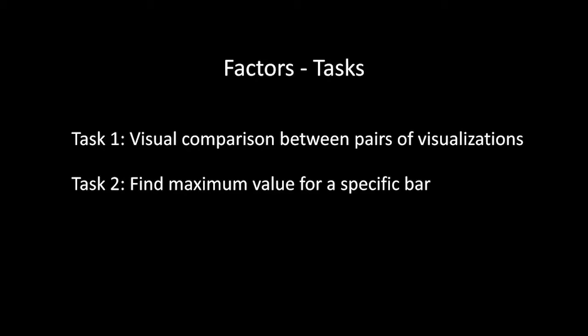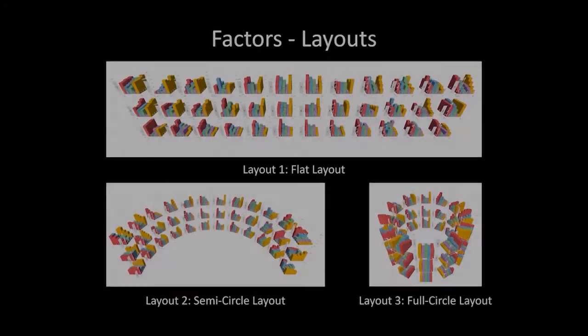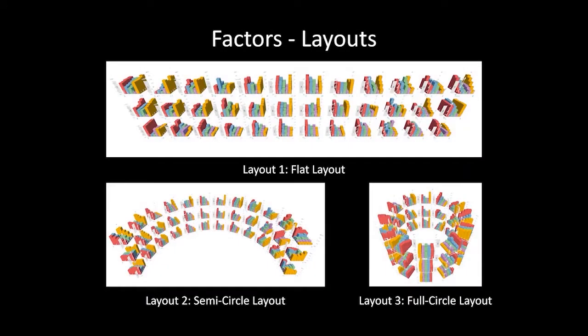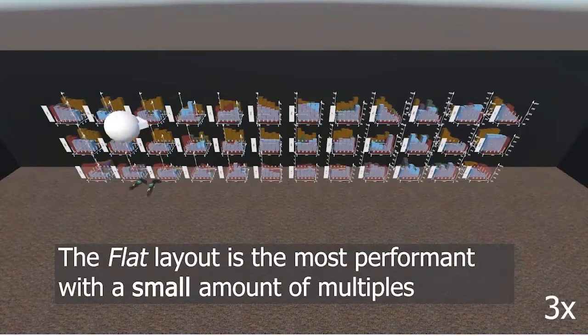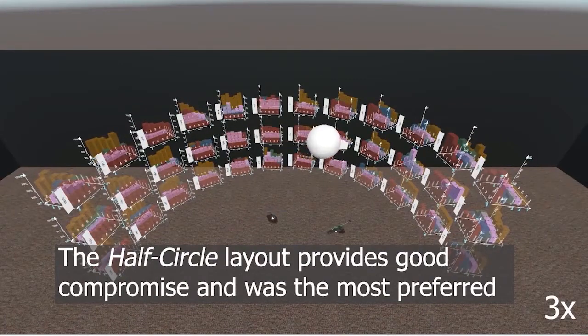We evaluate aspects of our design with 2 studies. Our participants completed 2 types of tasks, using 2 different datasets, and 3 degrees of layout curvature. We find that flat layout is the most performant condition, but it requires more movement. Half circle provides a good compromise between reducing walking distance and forcing users to turn, and it was the most preferred.